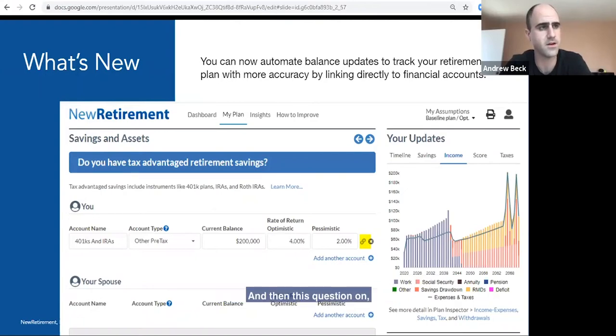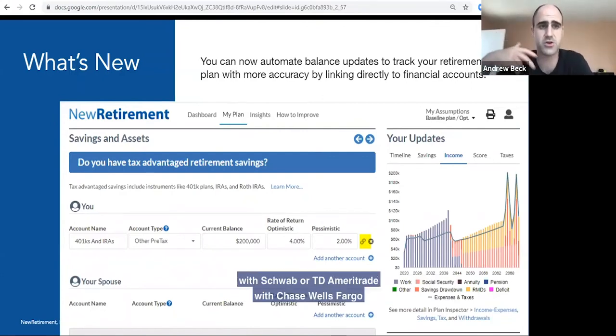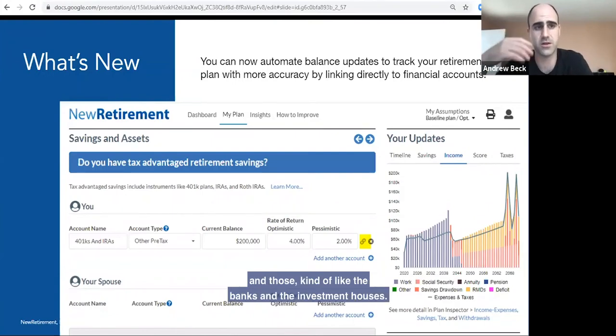Yeah. And then there's a question on, does the account link to Personal Capital? I haven't checked Personal Capital specifically. There is pretty widespread coverage of financial institutions. It's not 100% perfect, but very good. When you run into issues is typically around multi-factor authentication or other security controls. That's where we generally see users have a little bit of trouble, but we've seen really good account linking with Vanguard, with Schwab, with TD Ameritrade, with Chase, Wells Fargo, those kind of banks and investment houses. We think it's going to be really good in the long run.